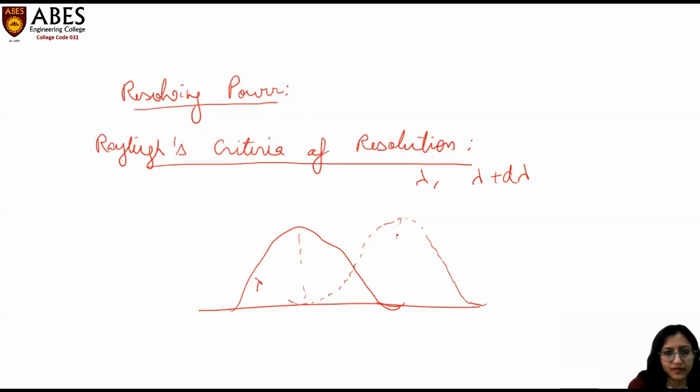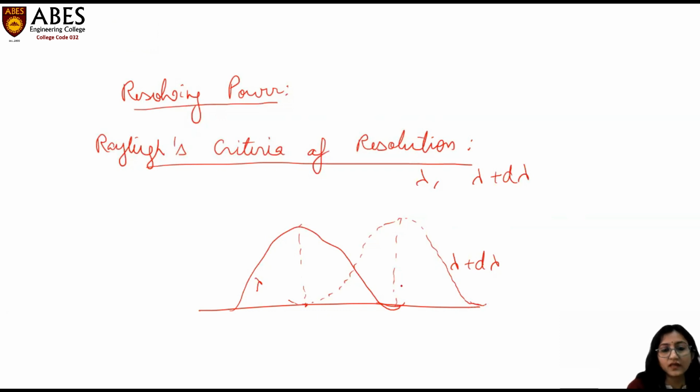This type of pattern you can obtain. So this is the spectrum for d lambda. If you obtain such a pattern or observation for two spectral lines, then the lines are said to be just resolved. According to Rayleigh, if the principal maximum of one spectral line, which is this point, falls on the first minimum of the other spectral line, then we term the two spectral lines just resolved by this grating.